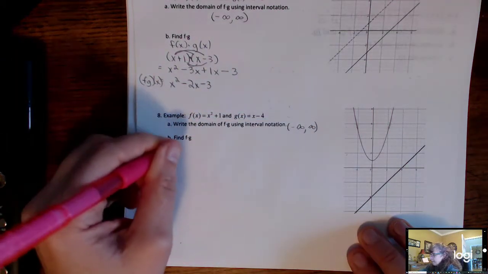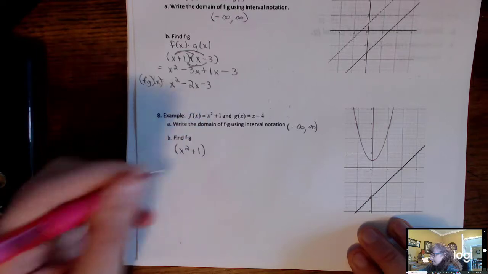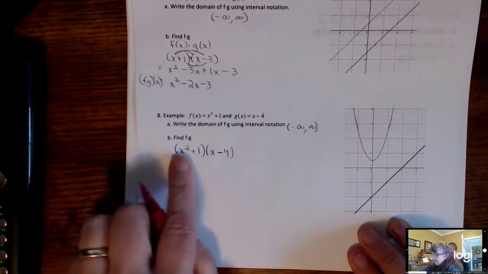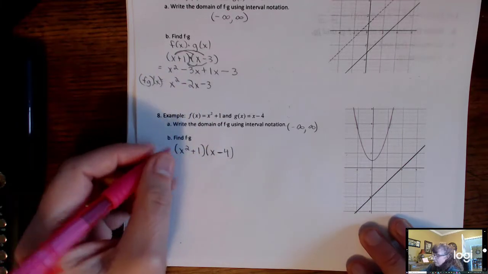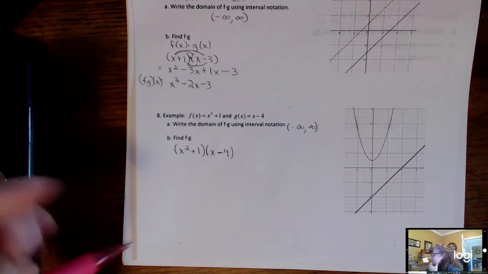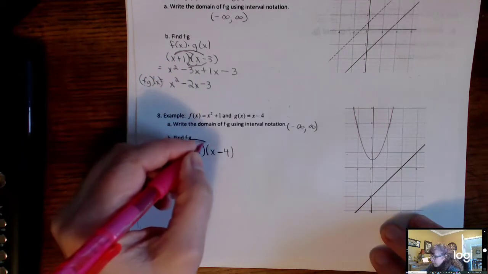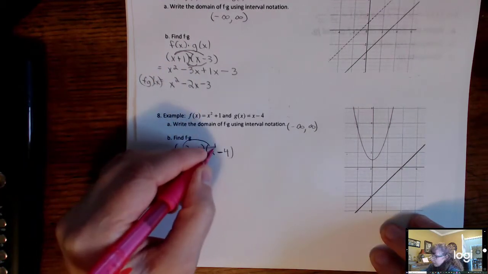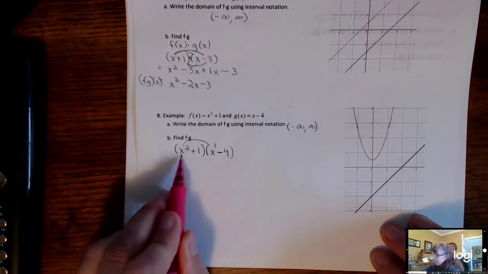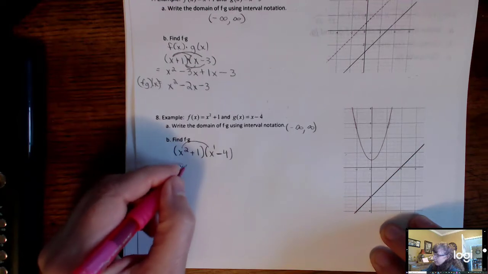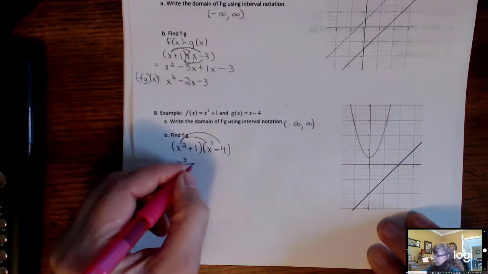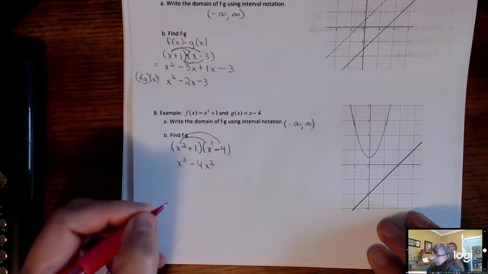F times g means take this f function and multiply it to the g function. Use parentheses because now we have binomials and we have to double distribute or FOIL. FOIL means first, outer, inner, and last. So x squared times x, and your rules are you add the exponents when you're multiplying powers together. X squared times x to the 1 is x to the 3rd.